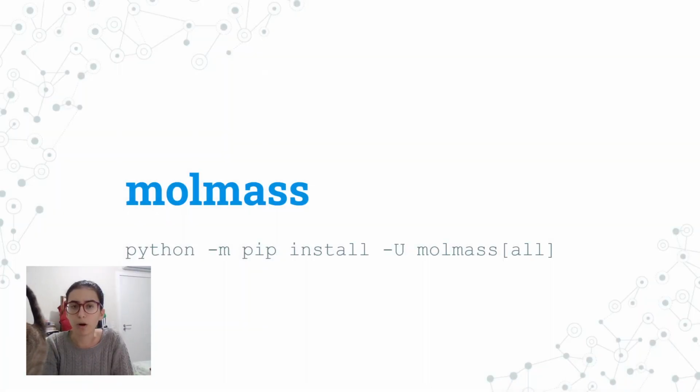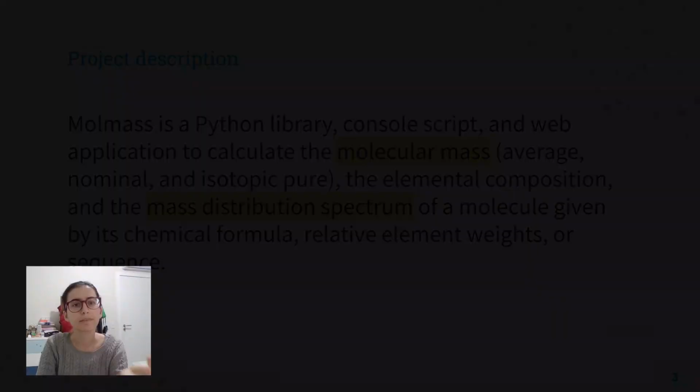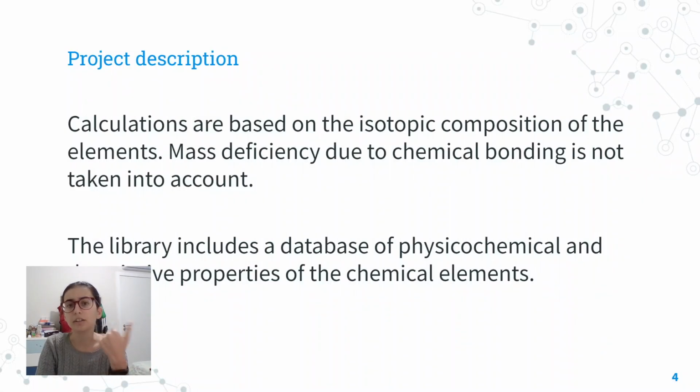The first is Molmass, and it's a Python library that can help you to calculate the molecular mass, the mass distribution spectrum, and a lot of other things. Here is the description as it is on the website. The calculations are based on the isotopic composition of the elements, so it's good because they give you a lot of decimals, not only the integer value.